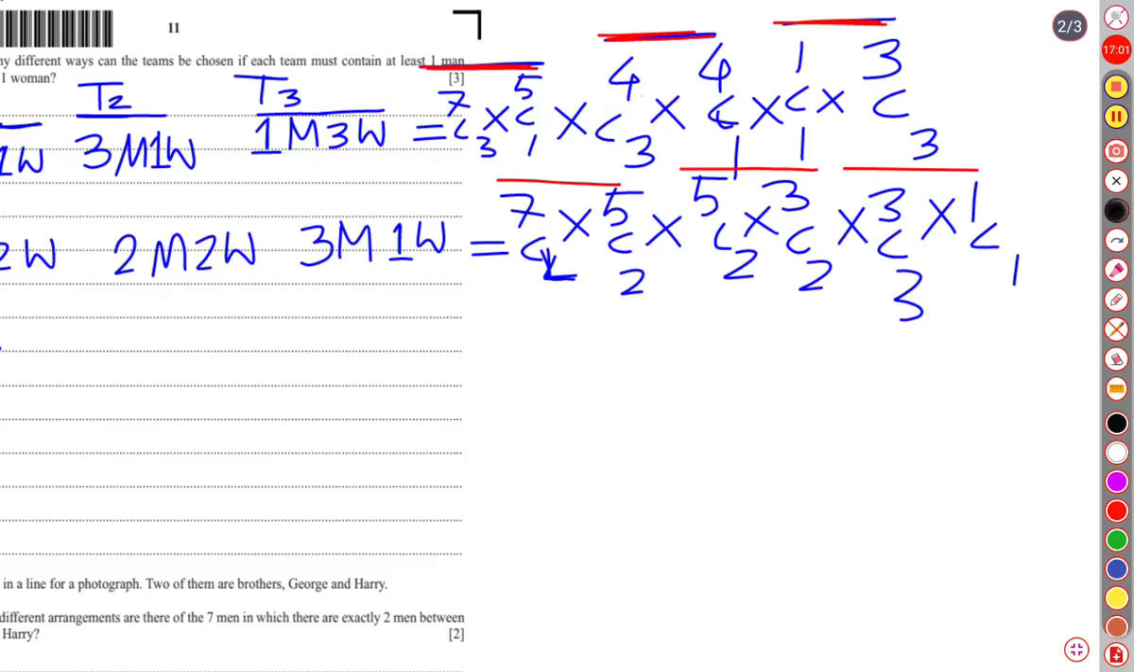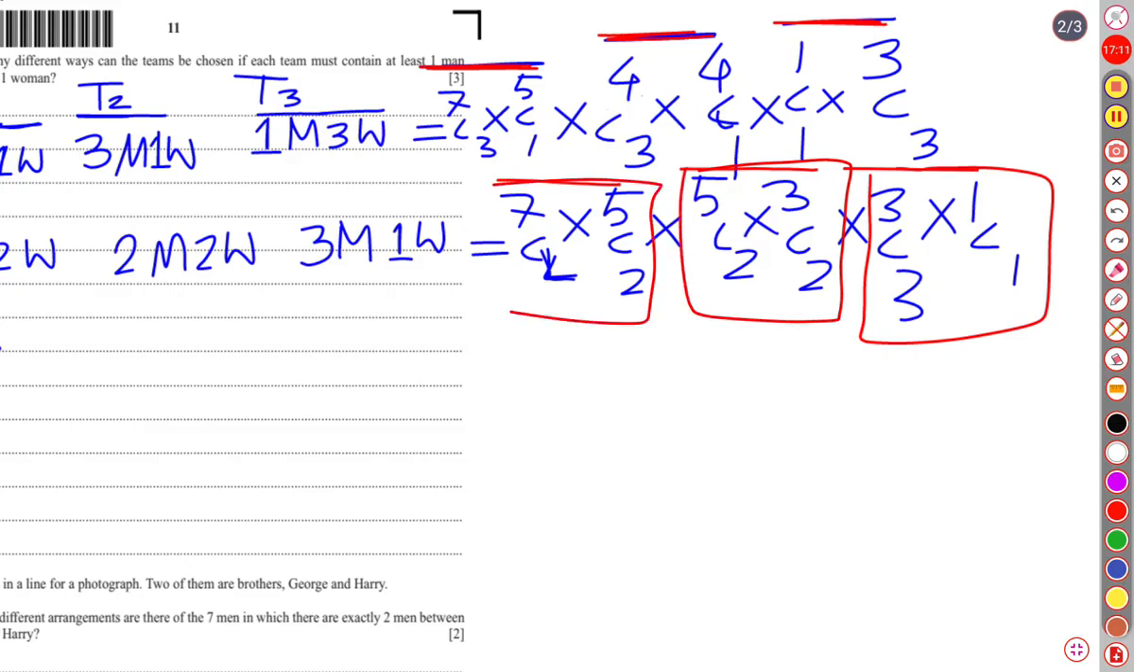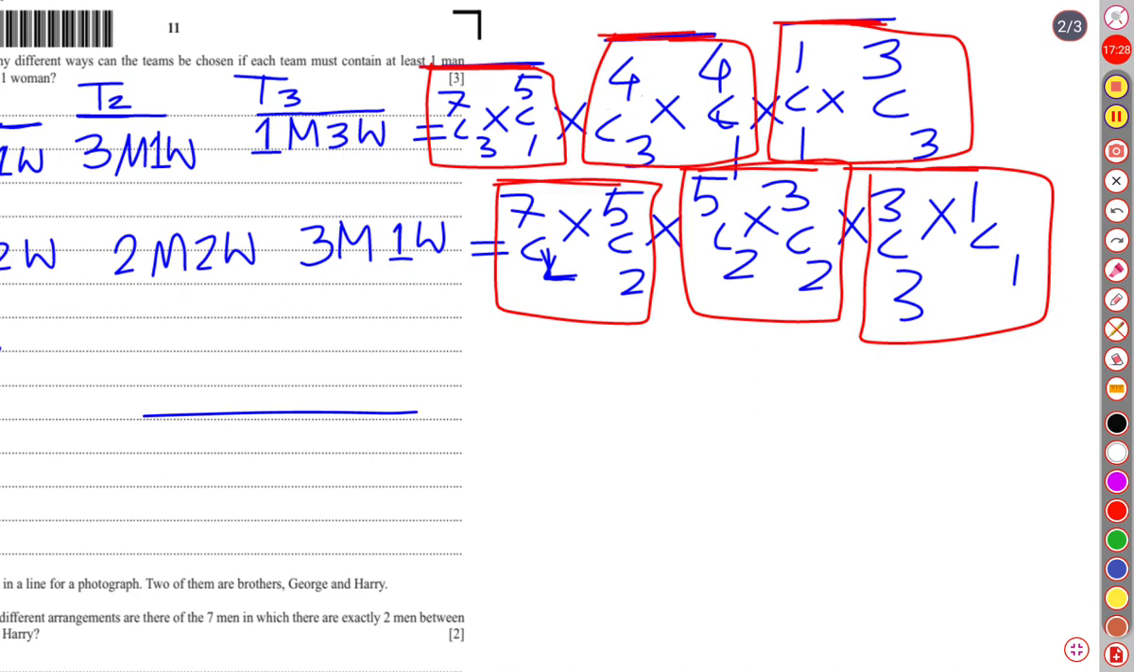These boxes indicate, look at this, let me form the boxes. This is for the third team, this is the second team, and that is the first team. Same as in the first possibility, this is the second and this is the third team. Remember, this is one of the most twisted questions of this paper. Then we are going to write the solution.